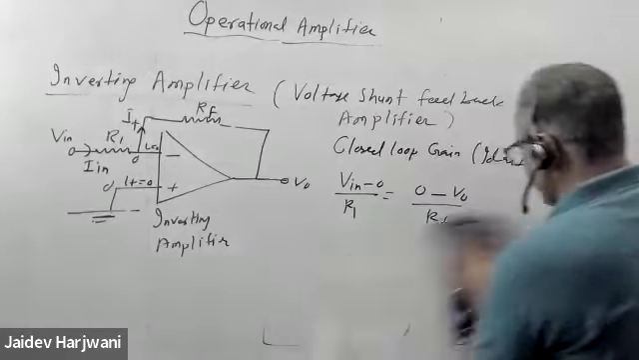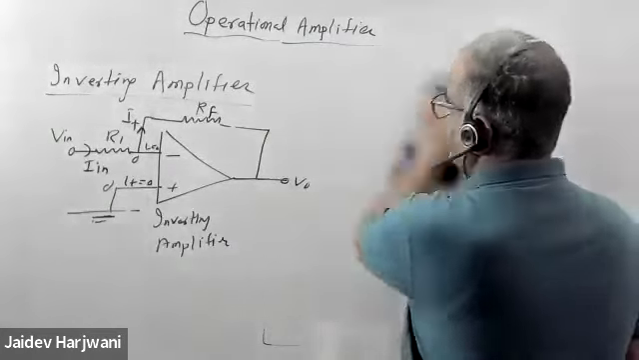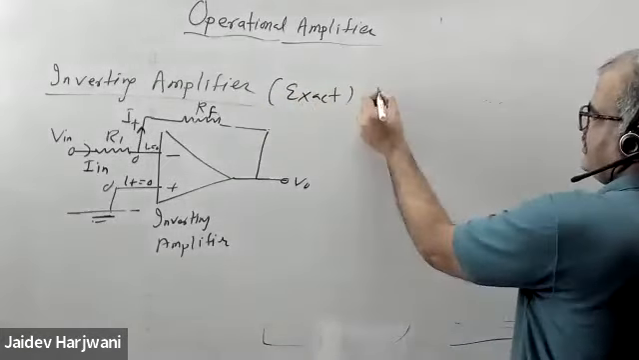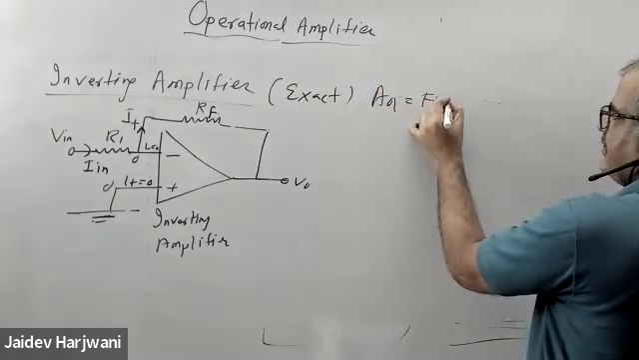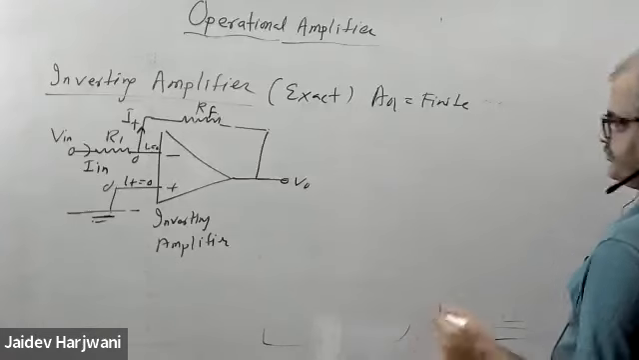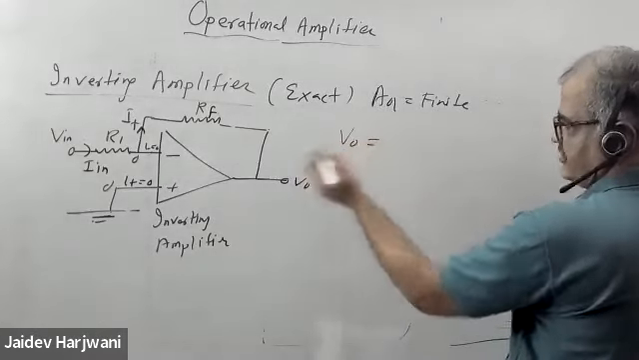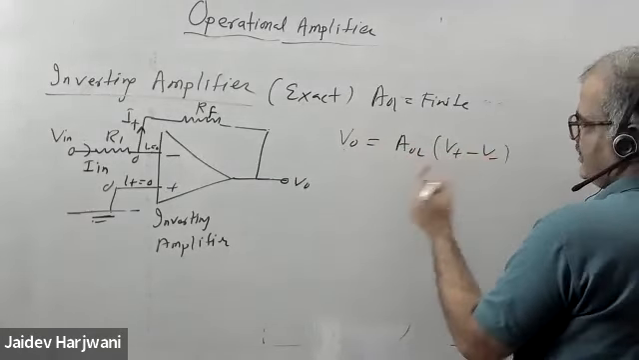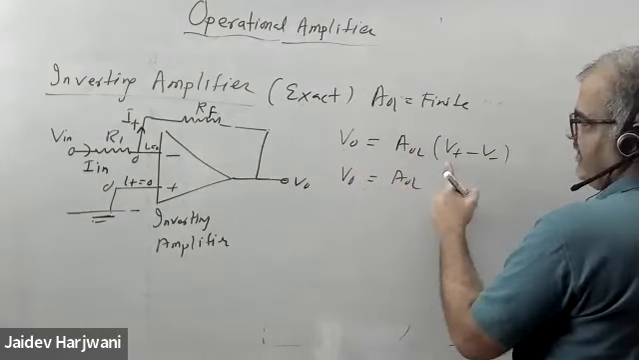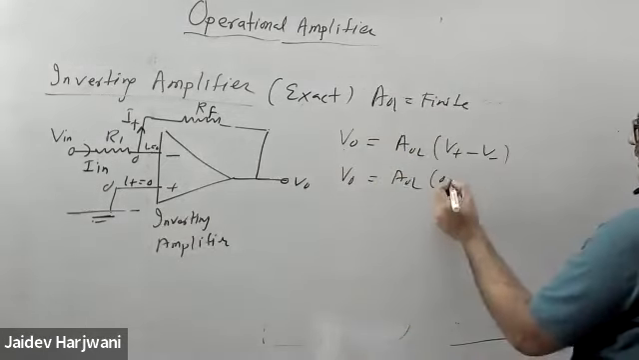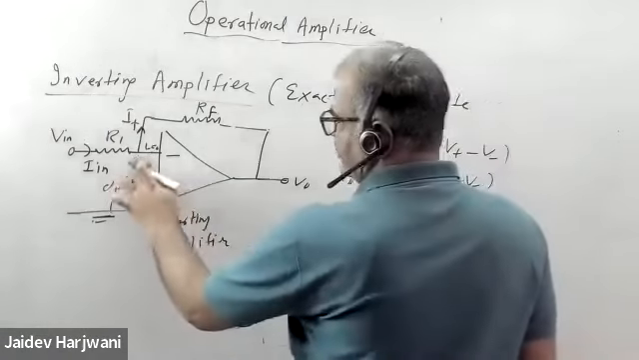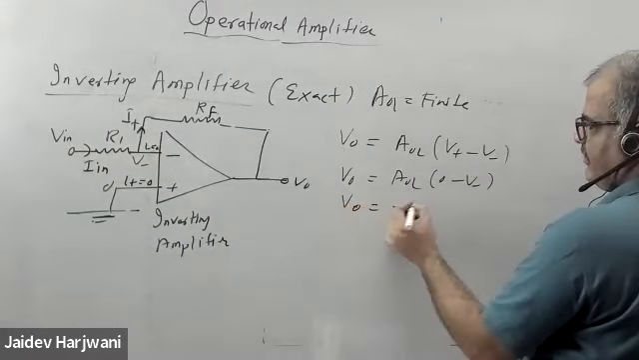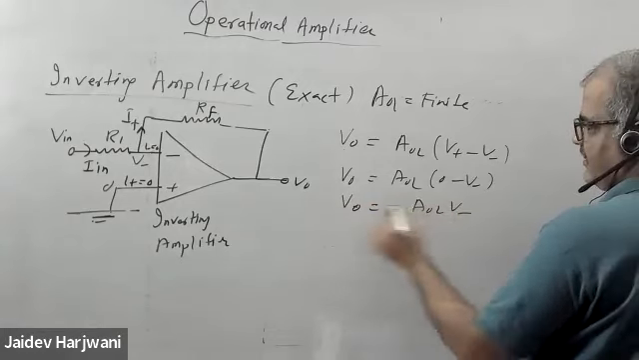Now let me do the exact calculations. Exact means AOL is finite. So I know V0 for this amplifier will always be A open loop times (V plus minus V minus). Now in this case V plus is 0, so V0 is AOL times minus V minus. So my V0 will simply be minus AOL V minus.